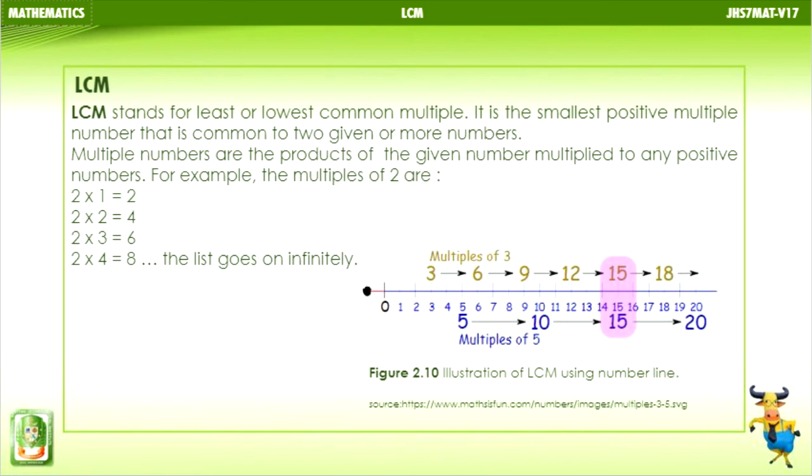LCM. LCM stands for least or lowest common multiple. It is the smallest positive multiple that is common to two or more given numbers. Multiples are products of the given number multiplied by any positive number. For example, the multiples of 2 are 2, 4, 6, 8, and many more. The list goes on infinitely.